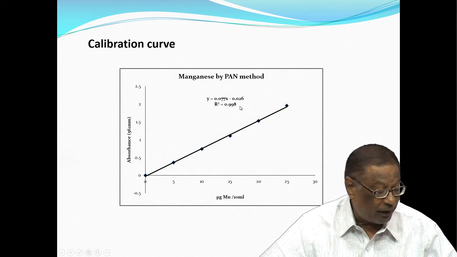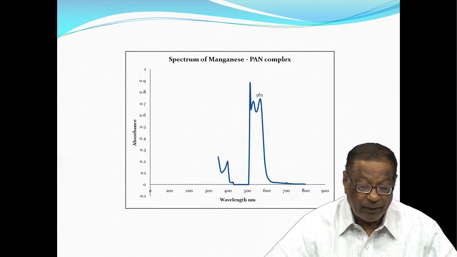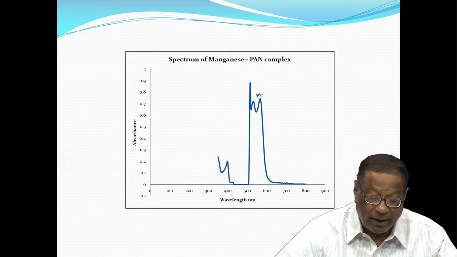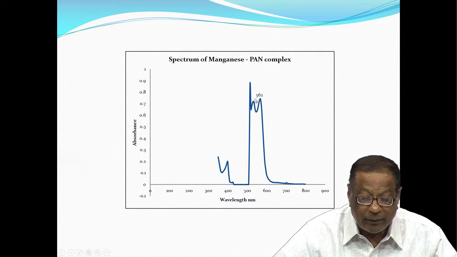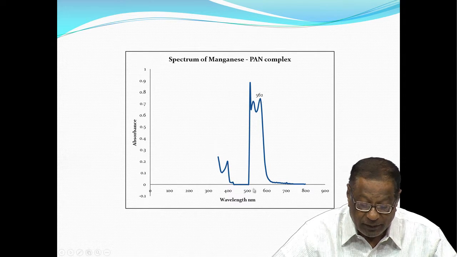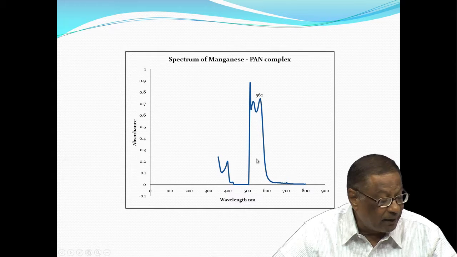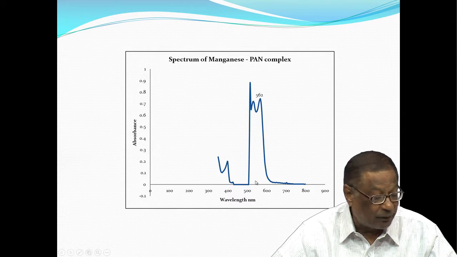So, that is also very good basically, and this is the spectrum of the manganese PAN complex. You can see that around 562 we have a peak here, and we can use other peaks, but they are not so specific, it is not so easily identified, and there are shoulders etc. But this 562 is fairly readable, fairly attainable in a spectrophotometer also.